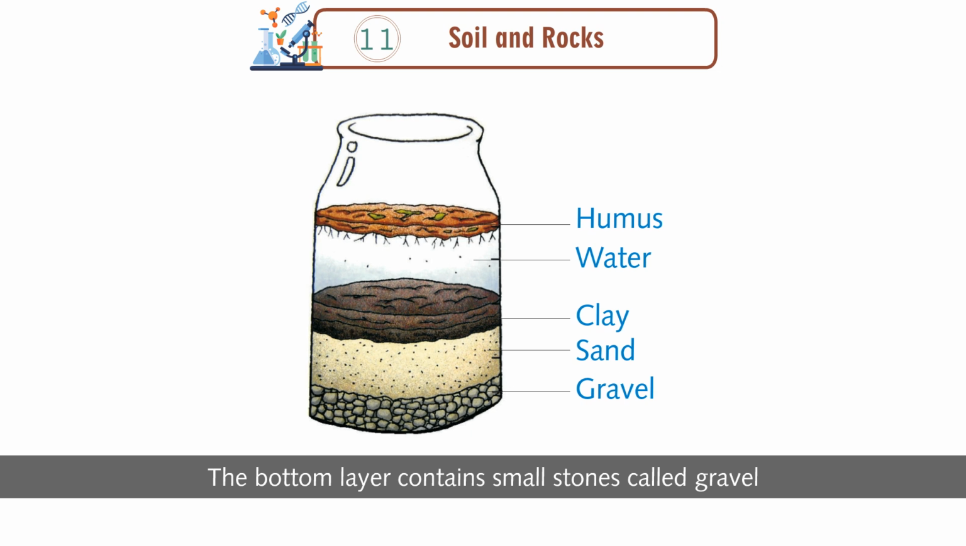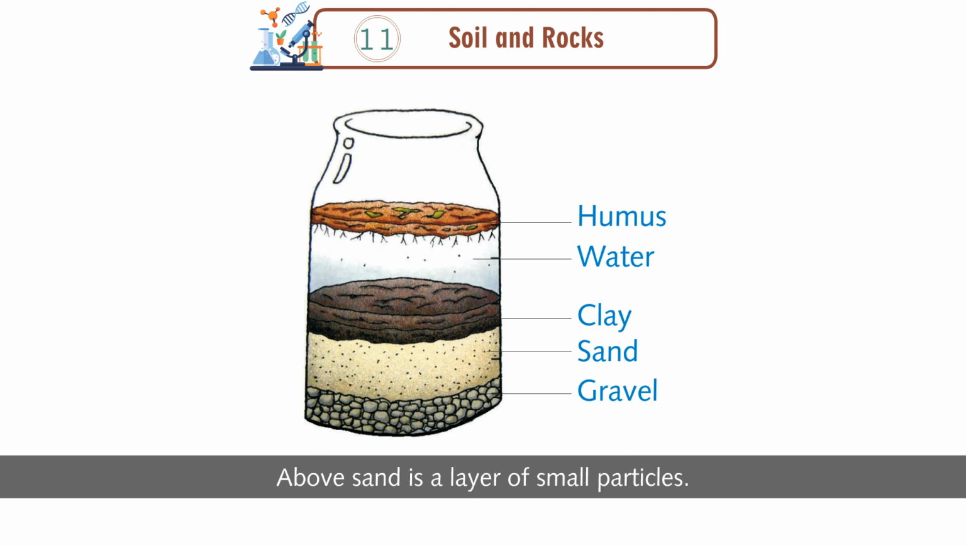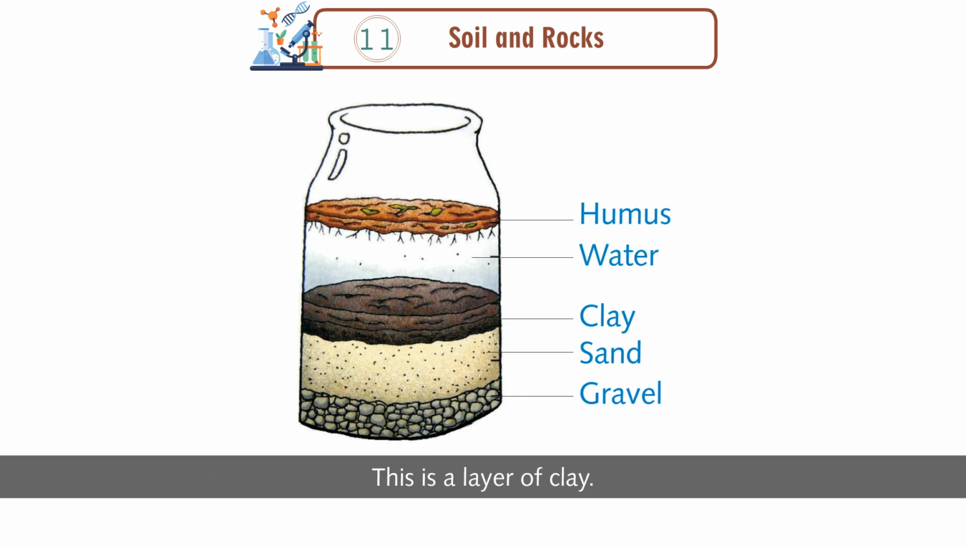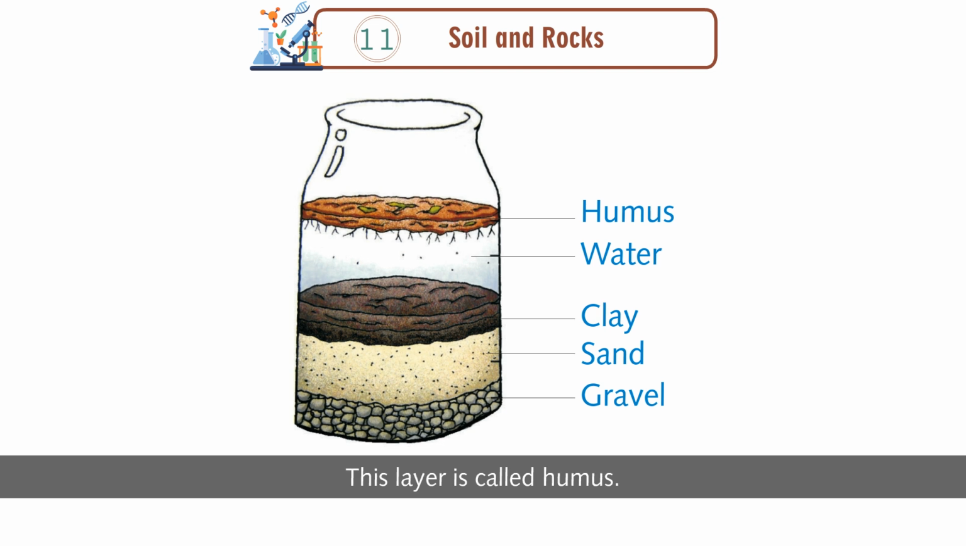The bottom layer contains small stones called gravel. Above it is a layer of large particles called sand. Above sand is a layer of small particles. These particles are so small that you cannot see the particles separately. This is a layer of clay. On the top, small parts of dead leaves and insects can be seen floating on water. This layer is called humus.